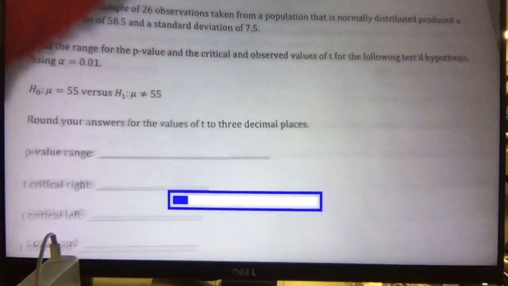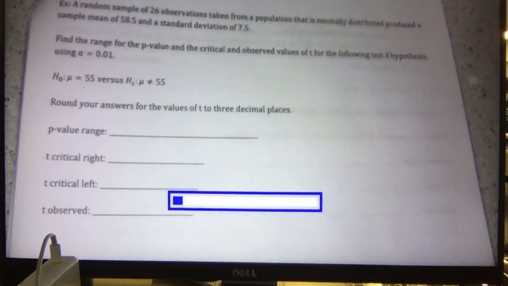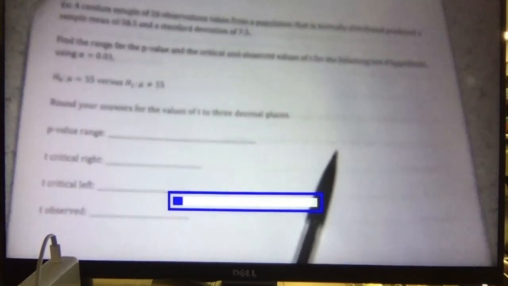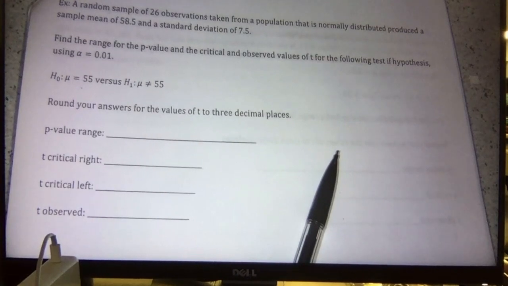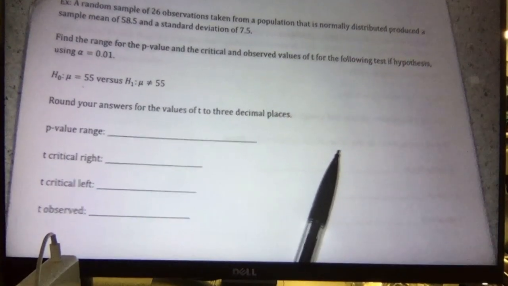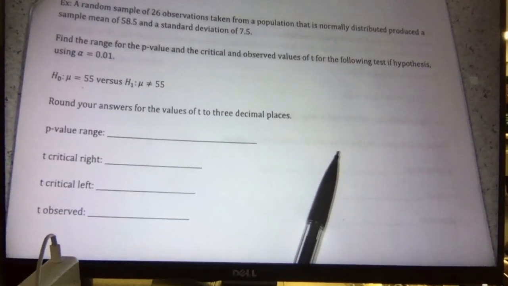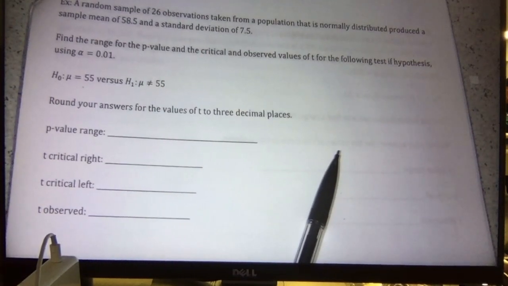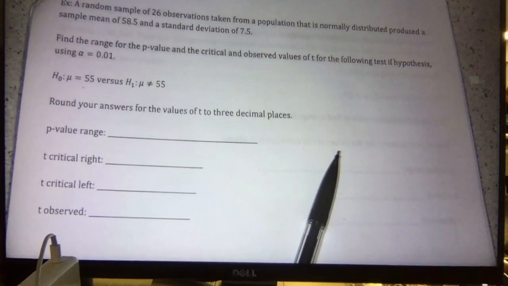All right, page 10. A random sample of 26 observations taken from a population that is normally distributed produces a sample mean of 58.5 and a standard deviation of 7.5. Find the range for the p-value and the critical value and the observed value of t for the following test of a hypothesis using alpha of 0.01. The null hypothesis is that mu is 55 versus the alternative that mu is not 55. Rounding our answers to 3 decimal places.